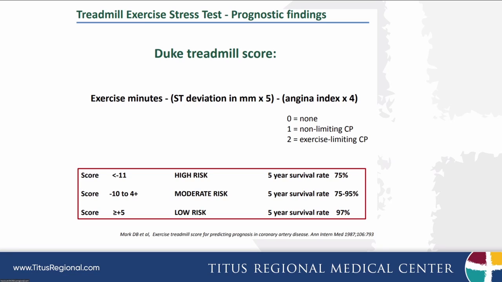There have been various kinds of indexes that have been developed, and one of the most common we use is the Duke Treadmill score, which is a combination of the patient's exercise duration along with the amount of ST deviation that's seen on the EKGs along with their angina. And by using this formula, we can divide patients into low, moderate, and high-risk categories depending on their stress test results.